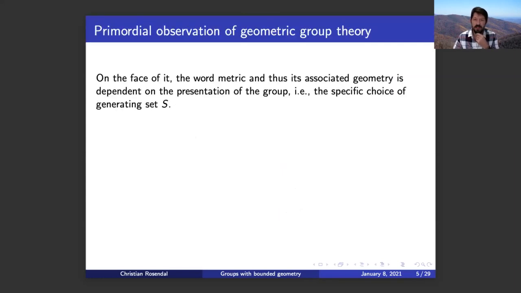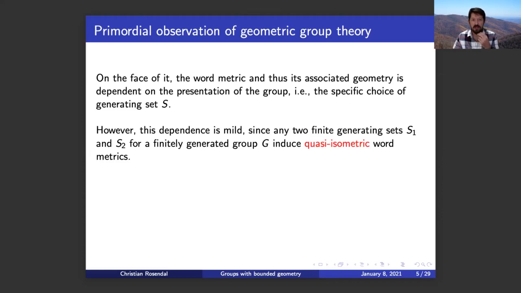Now, on the face of it, the word metric and thus the associated geometry of the given metric space is dependent on the presentation of the group, meaning the specific choice of generating set. And if you have a finitely generated group, there's no canonical choice in any way of choosing the generating set. And I think this is a result of Simon Thomas, that there's no Borel way of choosing the generating set.